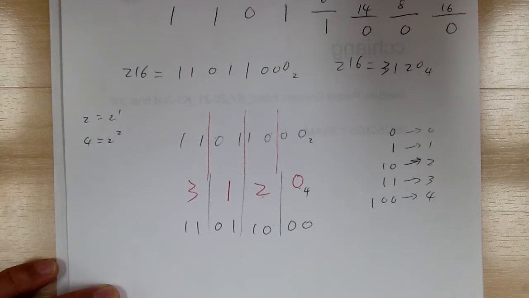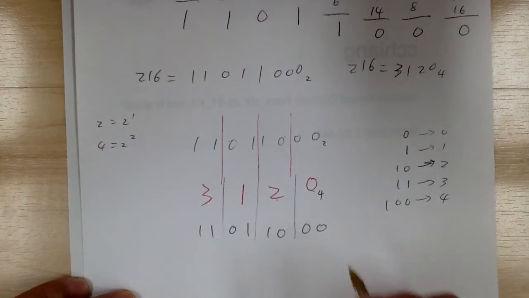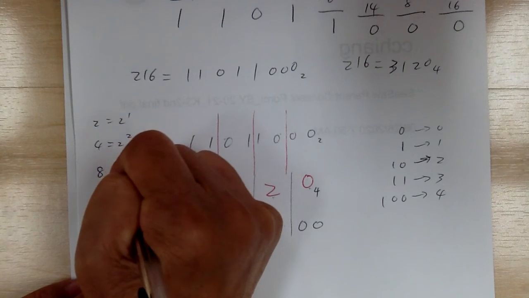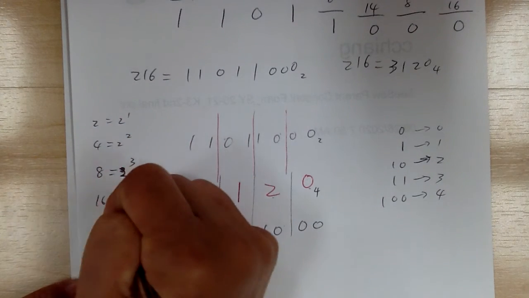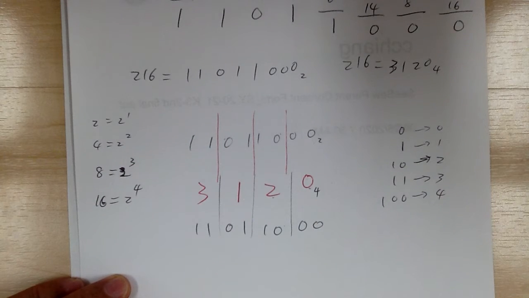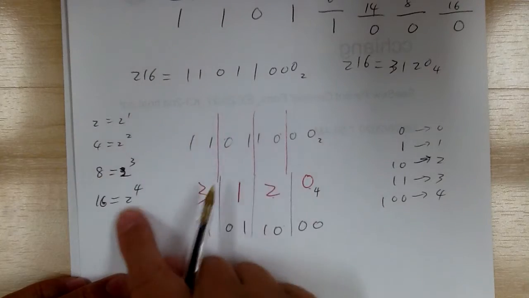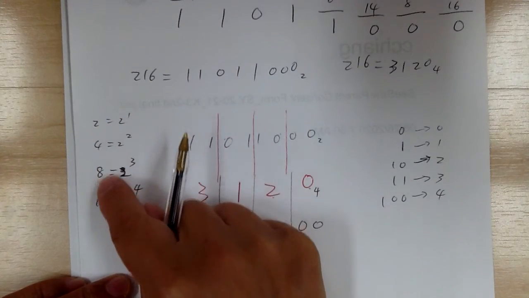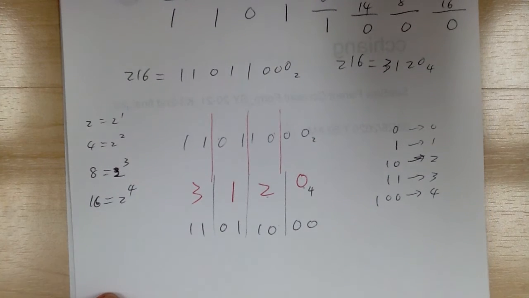Now with that, notice that base 8 equals 2 to the 3rd power. Base 16 equals 2 to the 4th power. So you can convert back and forth between base 2, base 4, base 8, base 16.